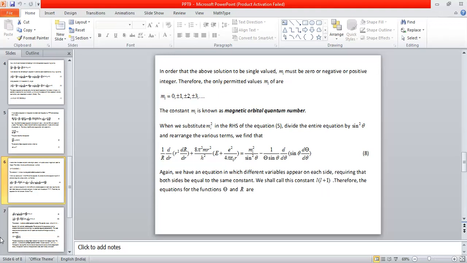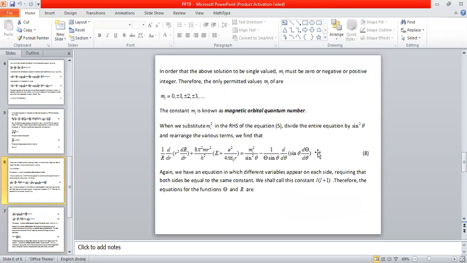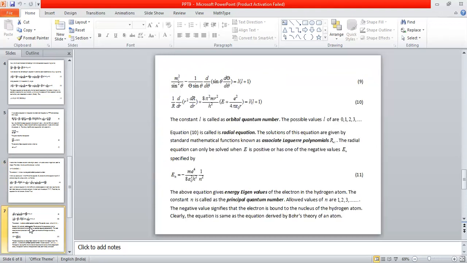Once we substitute and simplify, we are going to get ml square by sine square theta minus 1 by capital Theta sine theta d by d theta of sine theta d Theta by d theta must be equal to l into l plus 1. And we are going to get another equation: 1 by r d by dr of r square dr by dr plus 8 pi square m square by h square into E plus e square divided by 4 pi epsilon naught r is equal to l into l plus 1. So equation 8 we have equated to l into l plus 1, and therefore we are getting two different equations. One is an equation in terms of theta, equation 9. The second is the equation in terms of small r, and that is equation 10.